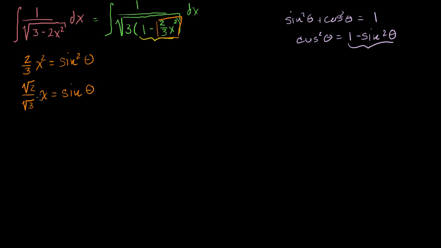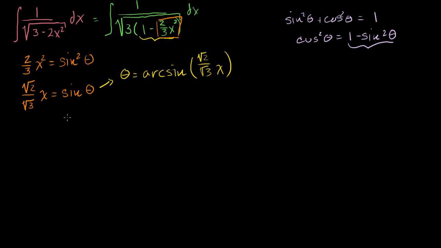If I want to solve for x, what do I get? Well, we're going to have to solve for both x and for theta, so let's do it both ways. First, let's solve for theta. If we solve for theta, you get that theta is equal to the arc sine, or the inverse sine, of square root of 2 over square root of 3 times x. That's if you solve for theta.